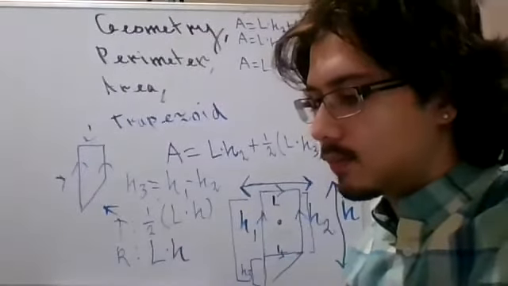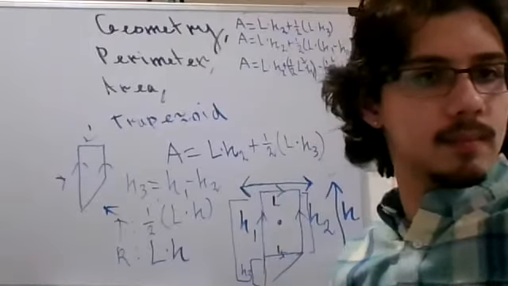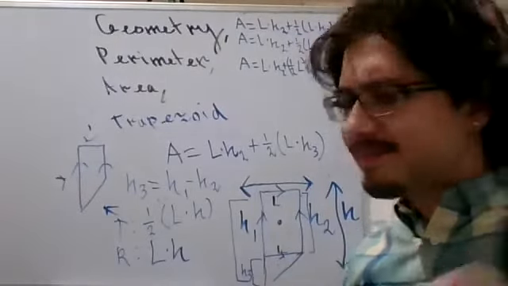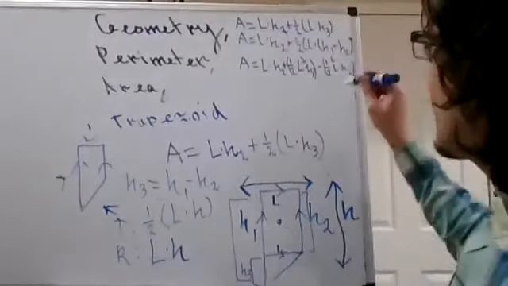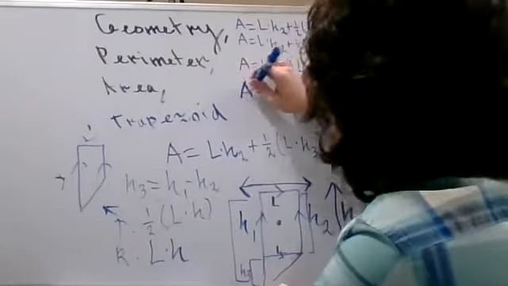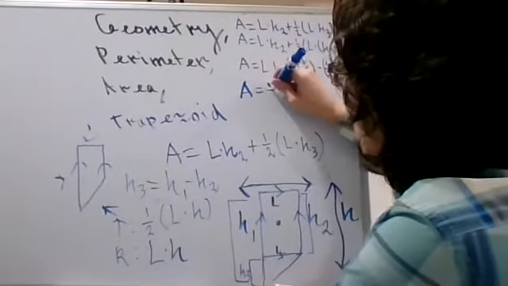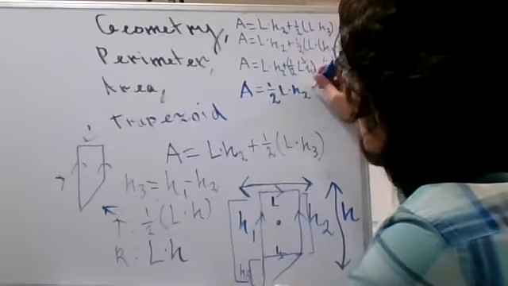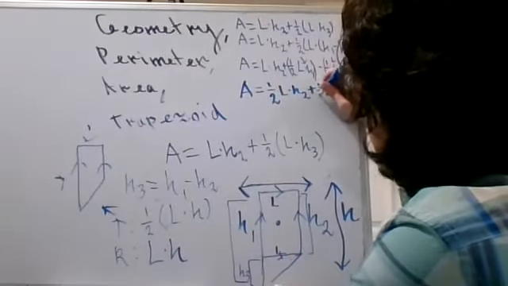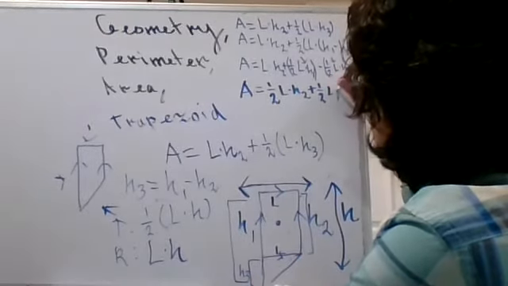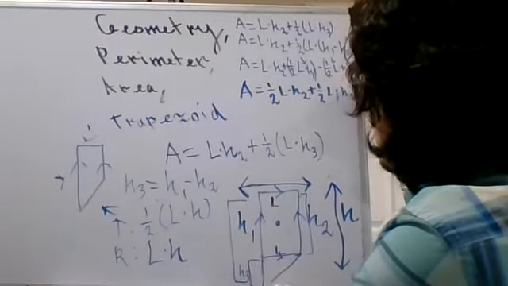Anyone? Half. Exactly. So if we subtract this from this side, we get our area to be 1/2 length times height 2 plus 1/2 length times height 1.